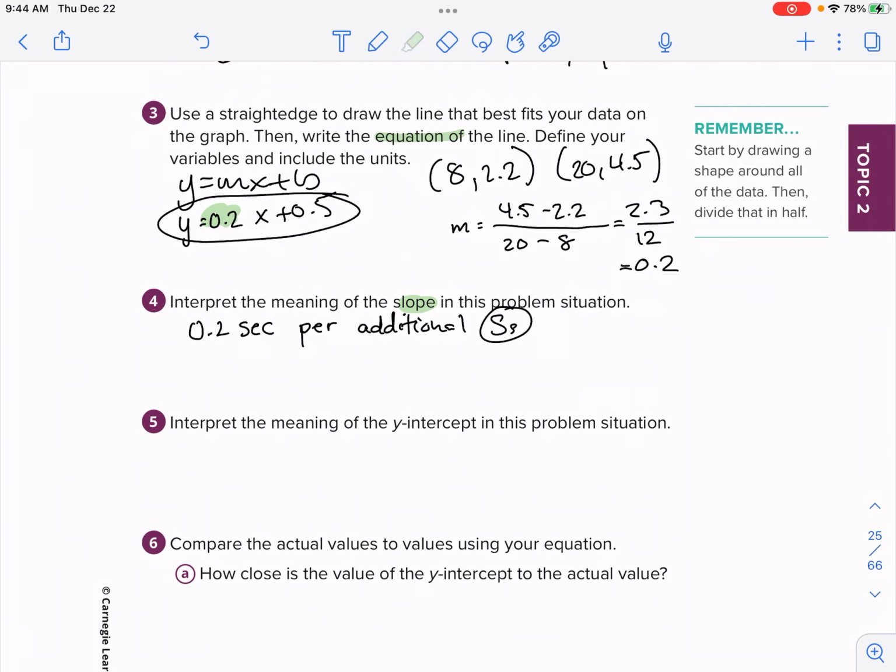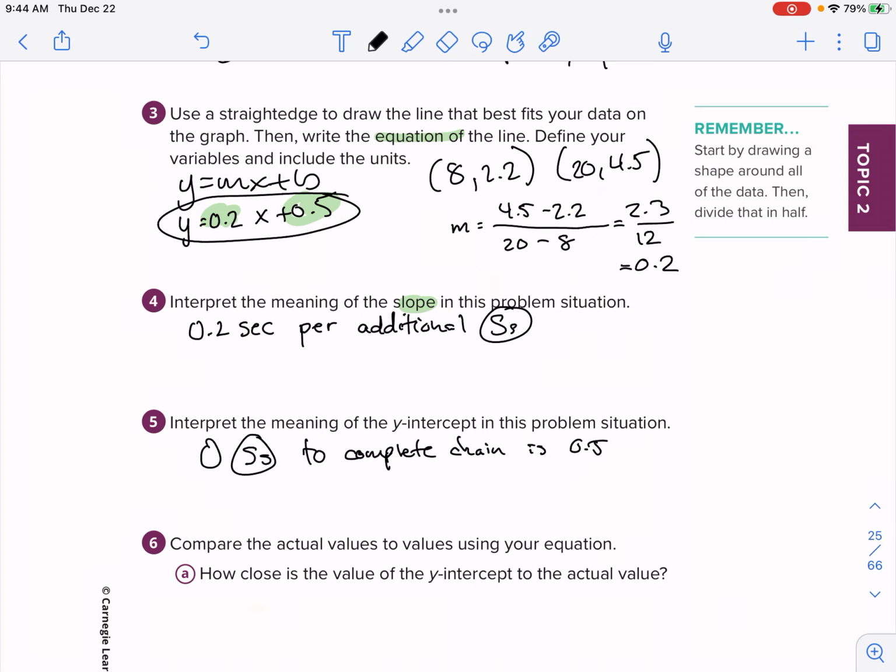Interpret the meaning of the y-intercept. The y-intercept was actually the same as the first one. So that is the actual time it will take for 0 students to complete the chain, about half a second. So 0 students to complete, this is where we begin, is half a second.